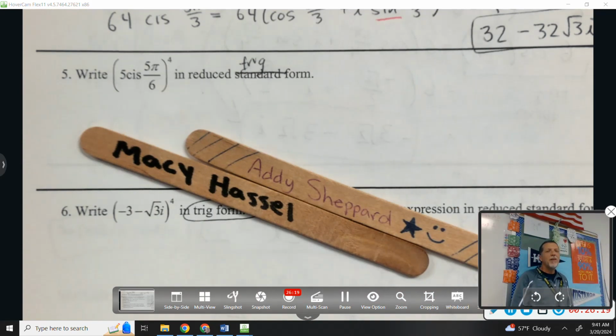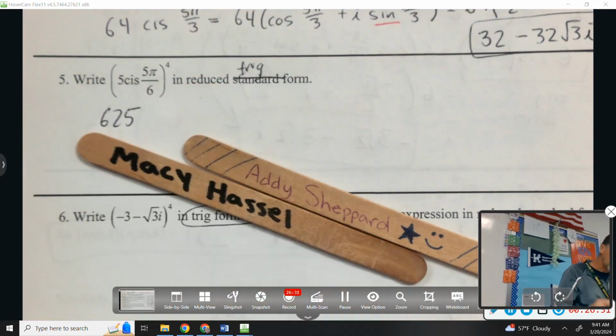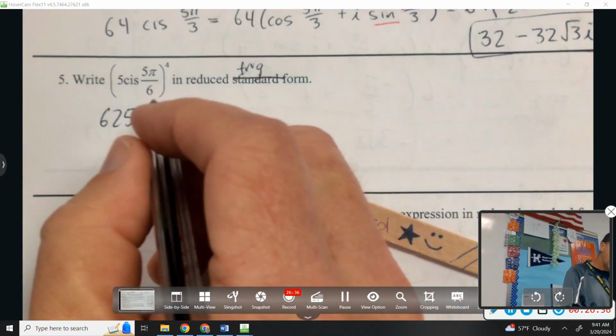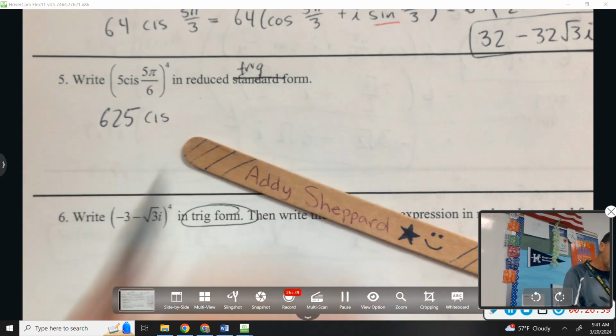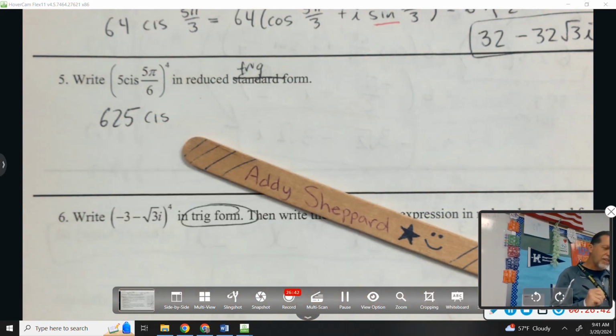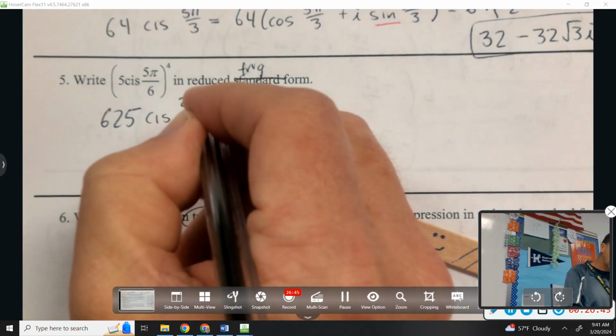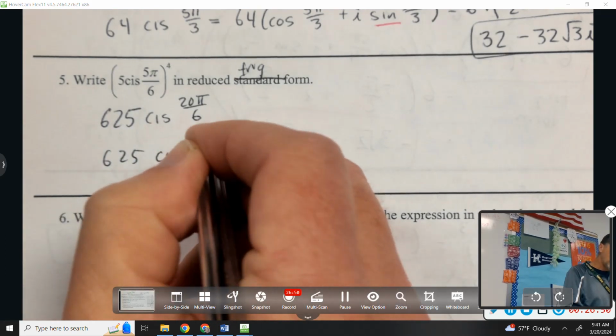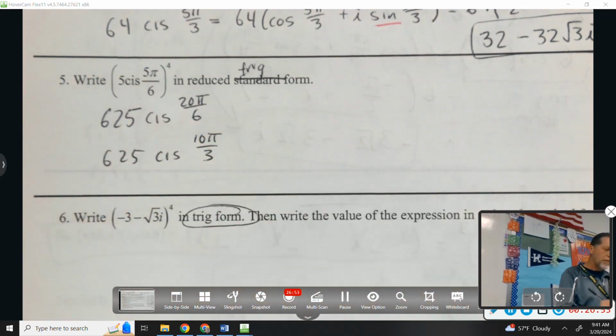Macy, what's 5 to the 4th? 625. And Addie, what's 4 times 5 pi over 6? So it'd be 20 pi over 6, which would simplify to 10 pi over 3. Because we add them. Well, we add them 4 times, which is multiplying by 4.